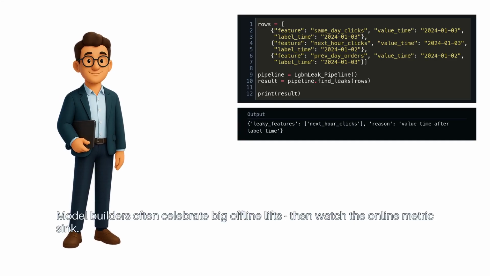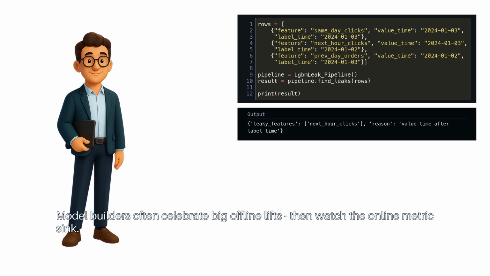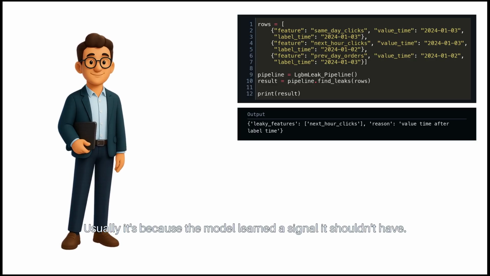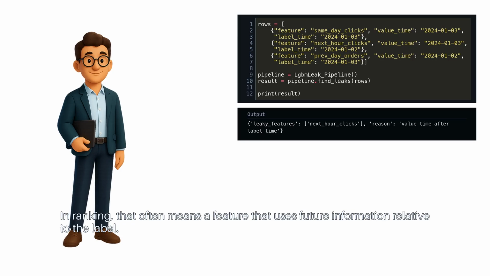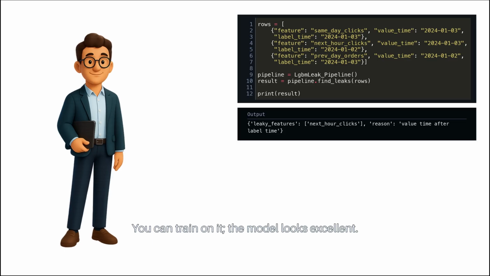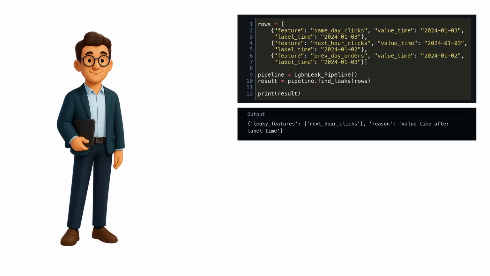Model builders often celebrate big offline lifts, then watch the online metric sink. Usually, it's because the model learned a signal it shouldn't have. In ranking, that often means a feature that uses future information relative to the label. You can train on it. The model looks excellent, but in production, the future doesn't exist and the model falls apart.